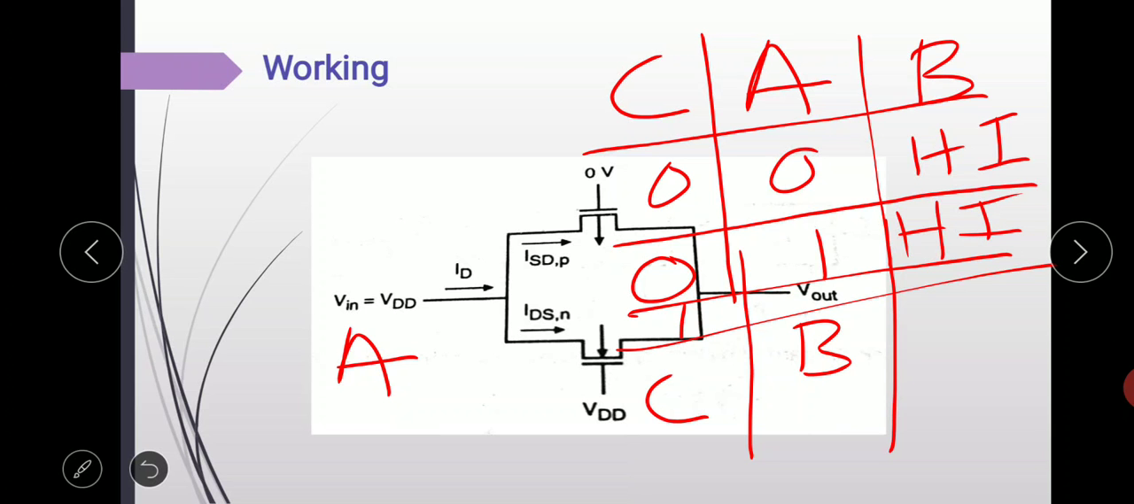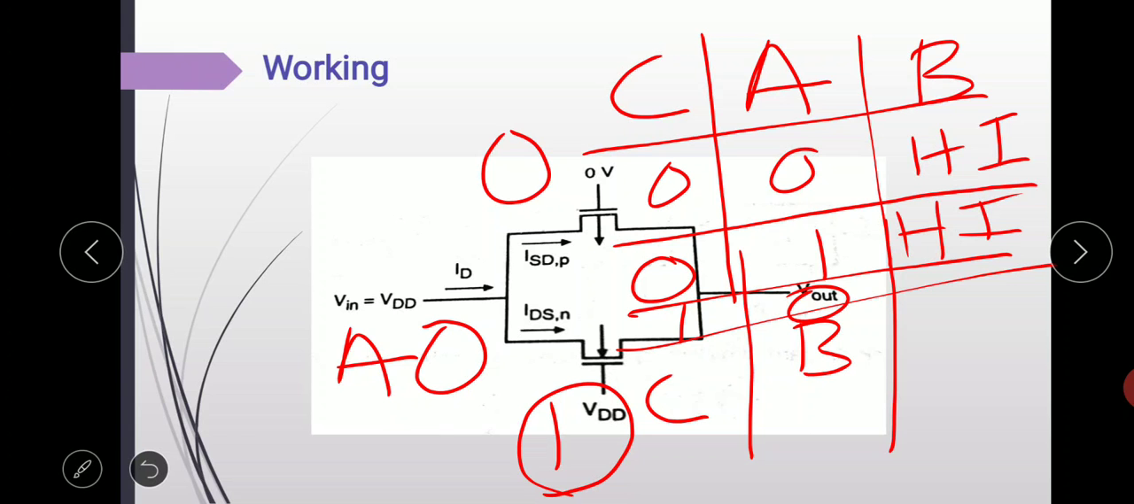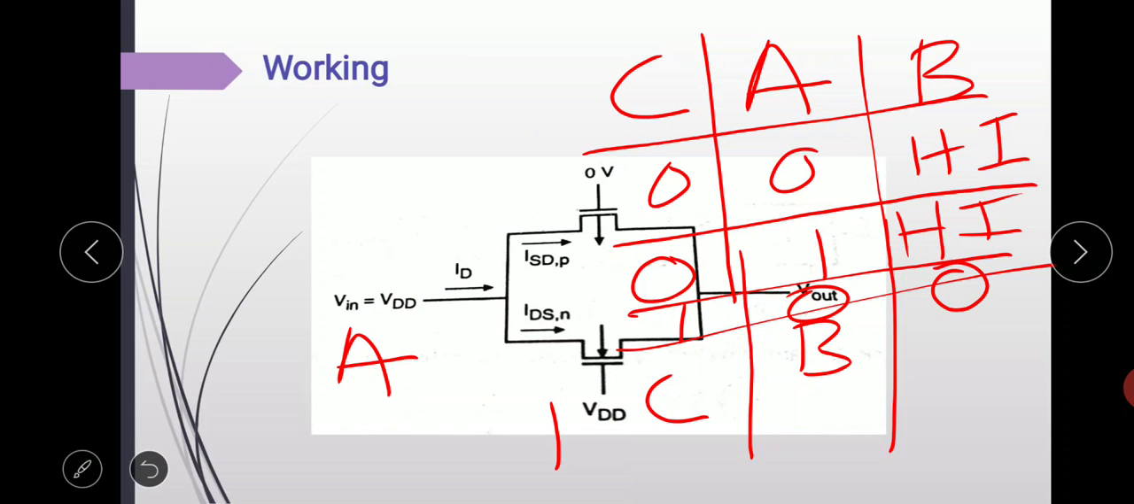1 0. So when C equals 1 and A equals 0, then when we give high logic to the NMOS, it becomes turned on, and also when 0 is given to the PMOS, it will be turned on. So at the output we get our signal, that is 0, the value of A. Okay, so here we get 0.